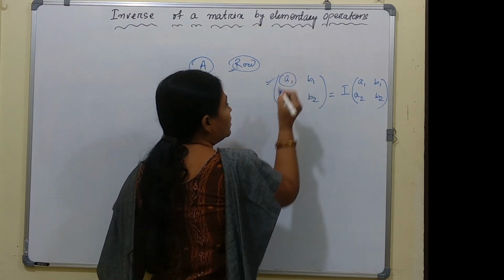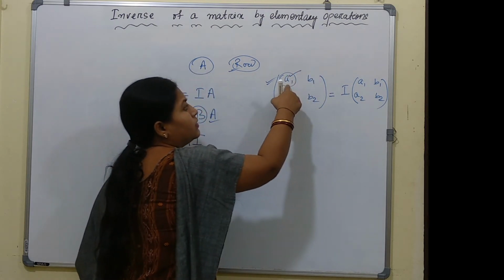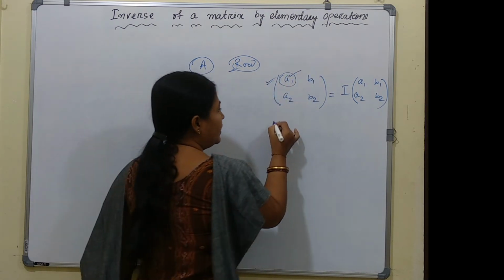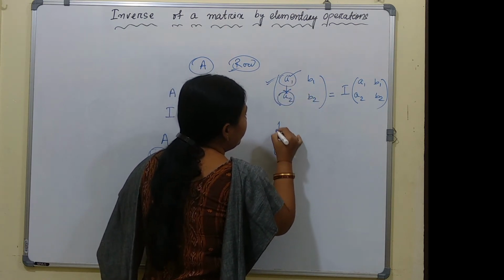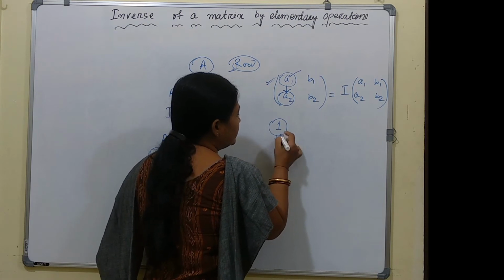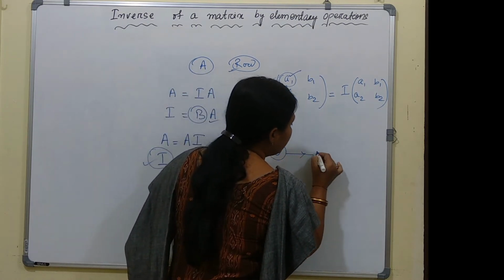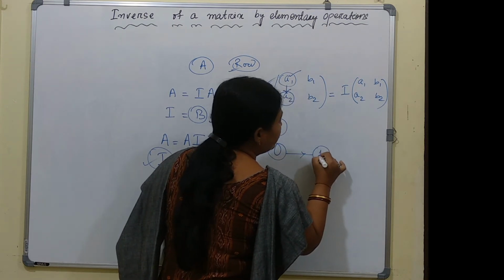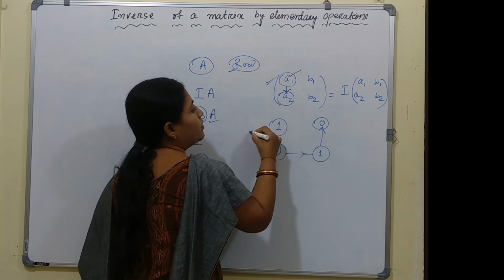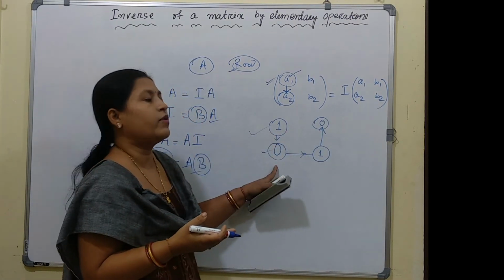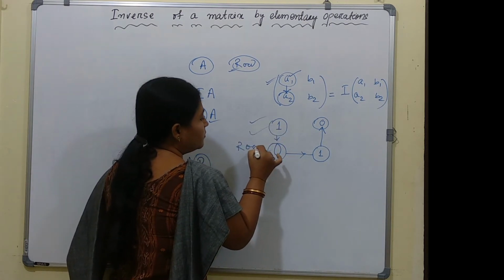First convert this element to 1. Next convert this element to 0. Then convert this element to 1, and next convert this element to 0, applying the row operation. Then we get our required unit matrix. This is for the row operation.